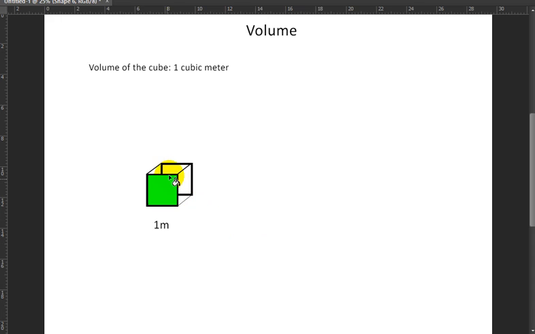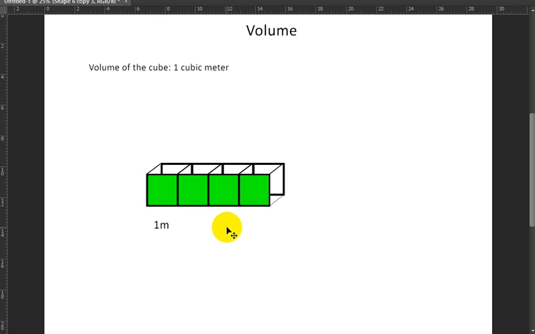Okay, so now you can see pretty much the front face of this cube. And again, I said that if we make another one, that's 2 cubic meters. And then another one is 3 cubic meters. And then another one is 4 cubic meters, right? This is 4 cubic meters.